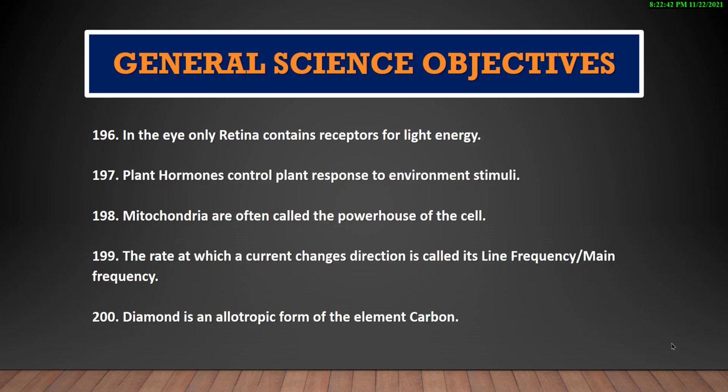In the eye, only the retina contains receptors for light energy. Plant hormones control plant response to environmental stimuli. Mitochondria are often called the powerhouse of the cell. The rate at which a current changes direction is called its line frequency or mains frequency. Diamond is an allotropic form of the element carbon.